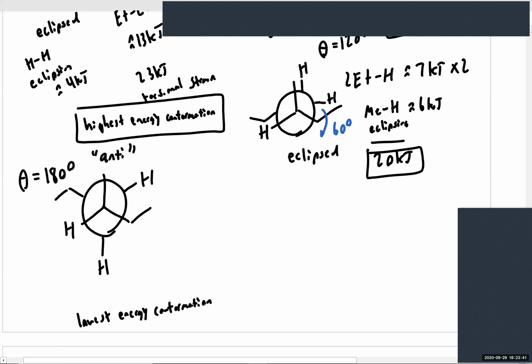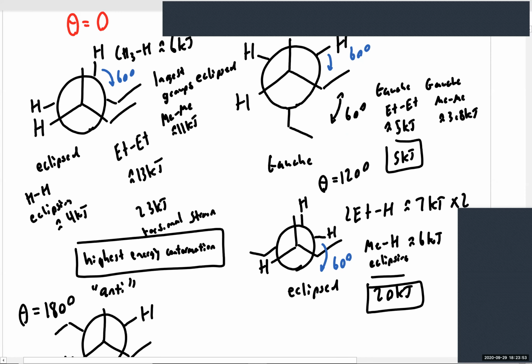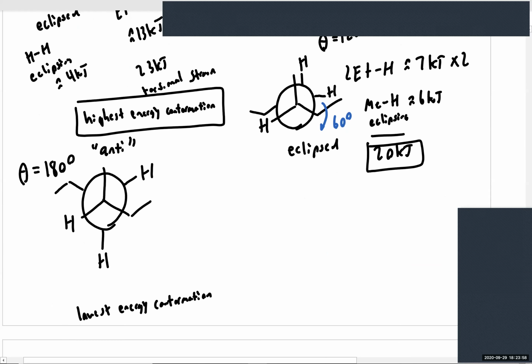Now, despite that, there are still some interactions present. What interactions are found in this molecule? What interaction do we have in this specific conformation that we've drawn? Would anyone like to take a guess?